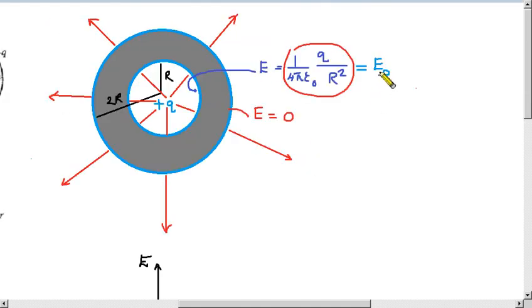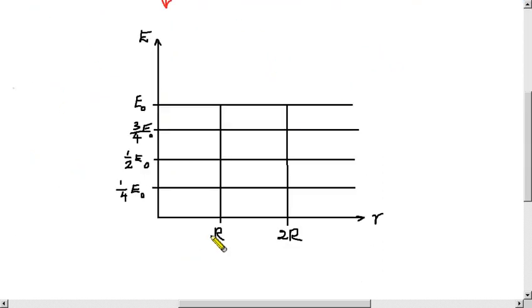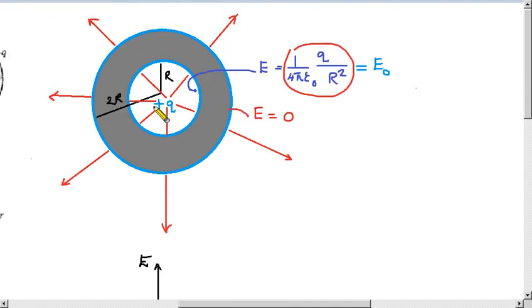Now let us mark this value E naught. When the distance is capital R, the value of the field intensity is E naught. So this one and this E naught, we get a point like this because of this simple q, positive q inside the inner sphere. Now let us calculate just away from the outer surface. The distance is very small, negligible.